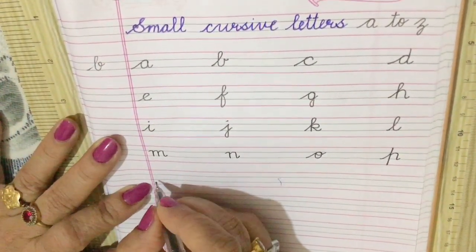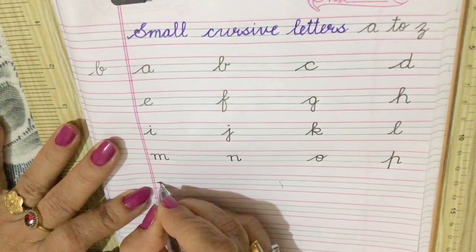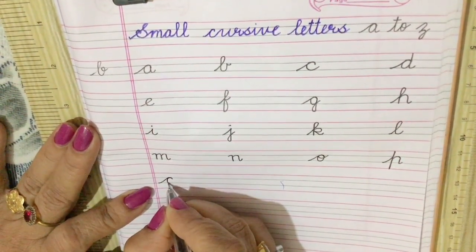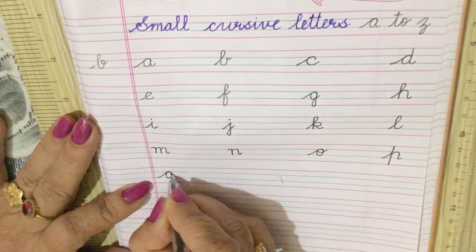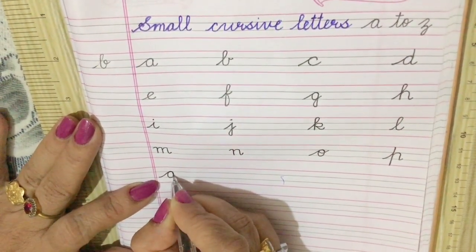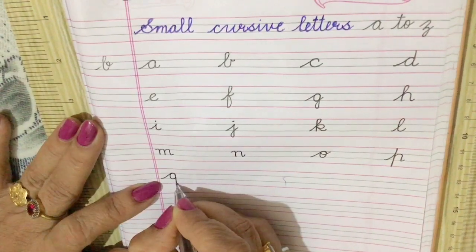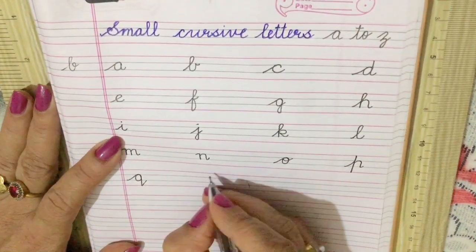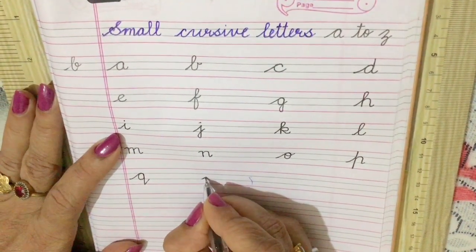Now after P, we'll write letter Q. With the help of letter C, we'll make Q, close it. We'll make first letter A, then straight down and a slanting line. It's letter Q. After letter Q, we'll write letter R.